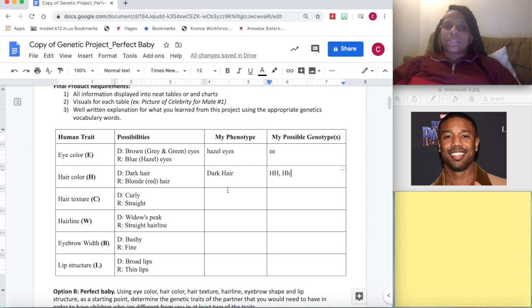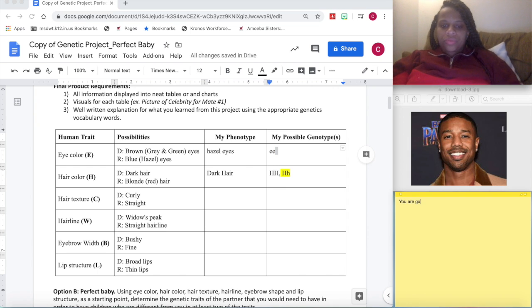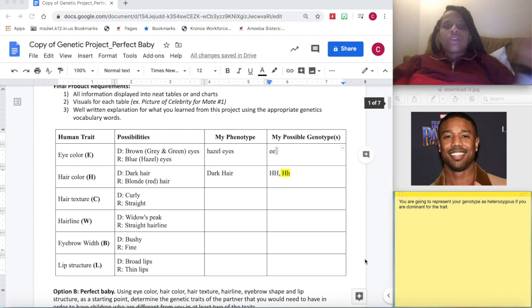So for the purpose of this project, if you are dominant in any of these traits, you are going to represent your genotype as heterozygous. I'm going to put that as a note: you are going to represent your genotype as heterozygous if you are dominant for the trait. Okay? So we're going to put that there.